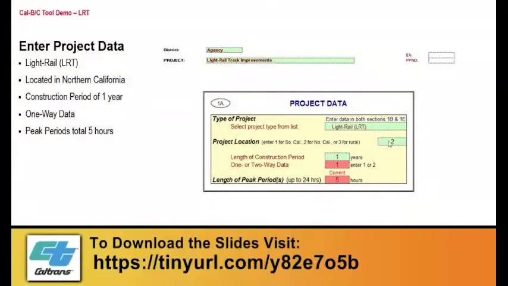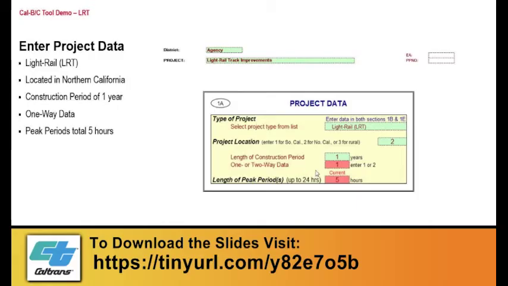So the light rail example is a hypothetical project where you have a light rail, you're making track improvements. They're actually pretty low-cost track improvements that are going to reduce travel time for transit passengers. So what we're entering in this project is we're picking that it is a light rail project. And then this happens to be located in Northern California. And it's going to have a 1-year construction period. They're very small track improvements. They're simple, so it's only 1 year's worth of data.